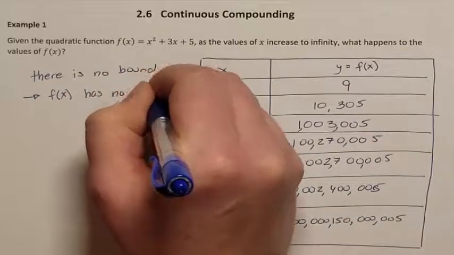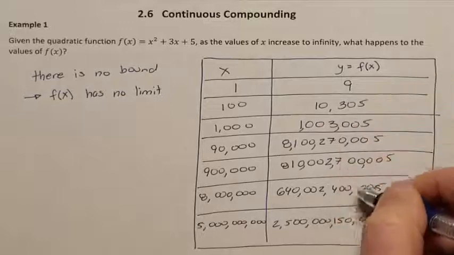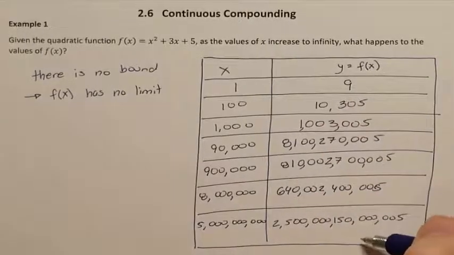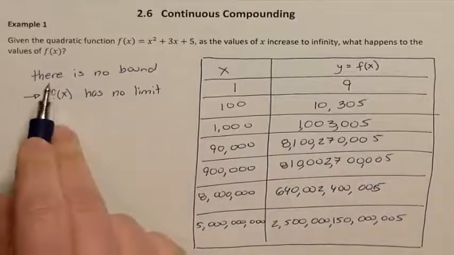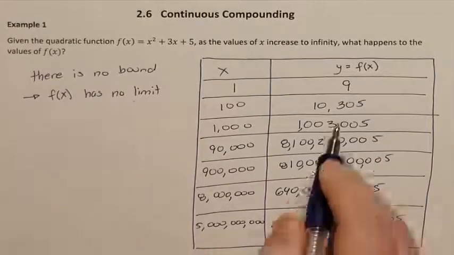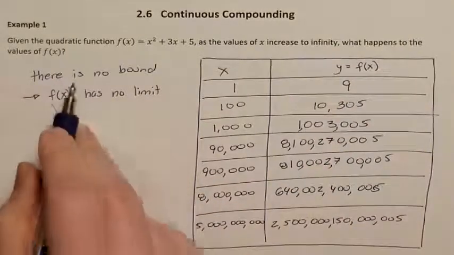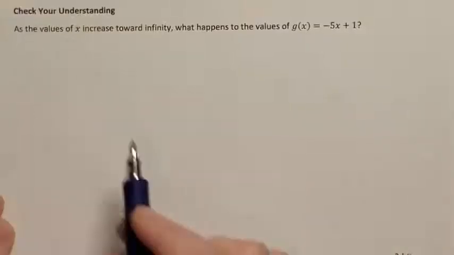So f of x has no limit. There's nothing that's getting closer and closer and closer to where I can say, hey, look, it's going to stop here. It doesn't look like it's going to stop. It just keeps going. So it has no bound, which means it has no limit. So what happens to the values of f of x? It has no limit. It has no bounds. That is your answer. So let's go ahead and check your understanding.